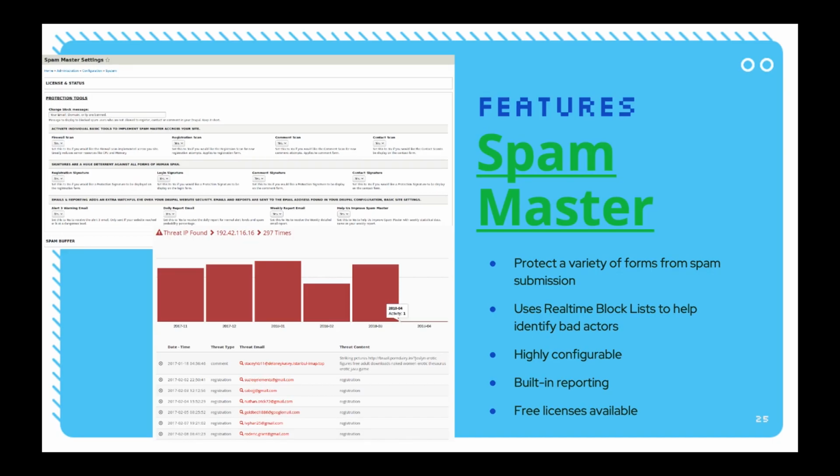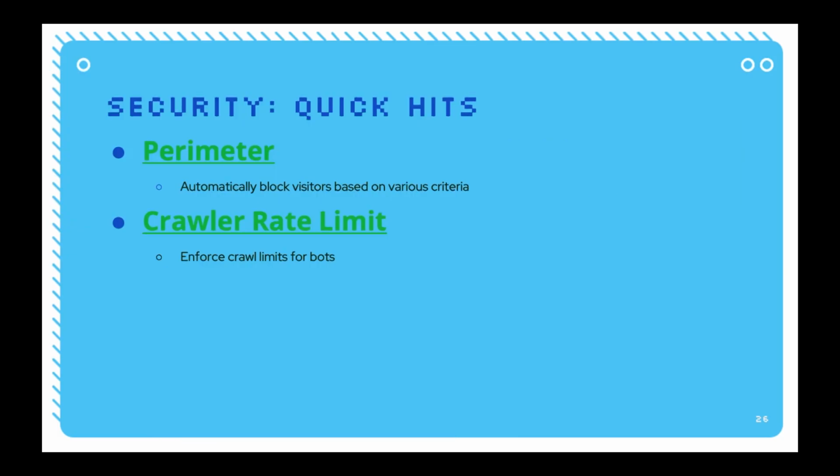It can help to detect, based on the content of things like comments or other kinds of forms they might be submitting, that these are bad actors. And then it also has a variety of built-in reporting so that you can on an ongoing basis see how we are doing in terms of mitigating these different threats. Is it on the rise? Are there certain IP addresses that are particularly bad actors? Some of those things as well. One thing to mention is that the service does require a license. So Spam Master is a third-party service, but there are free licenses available. All right, next slide.